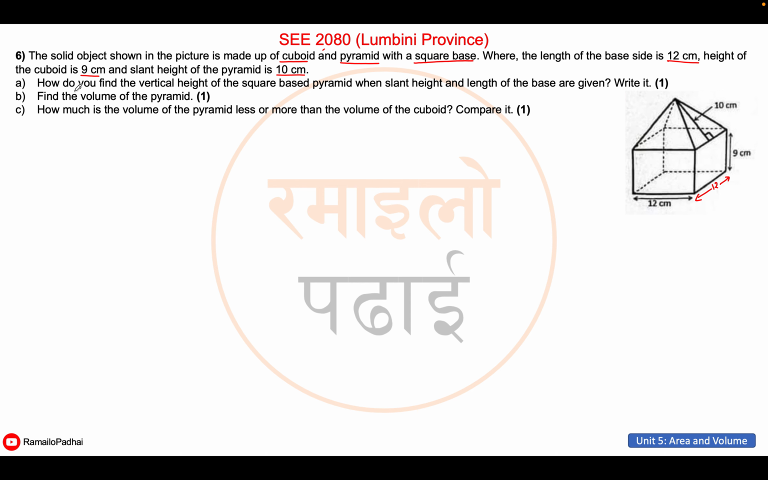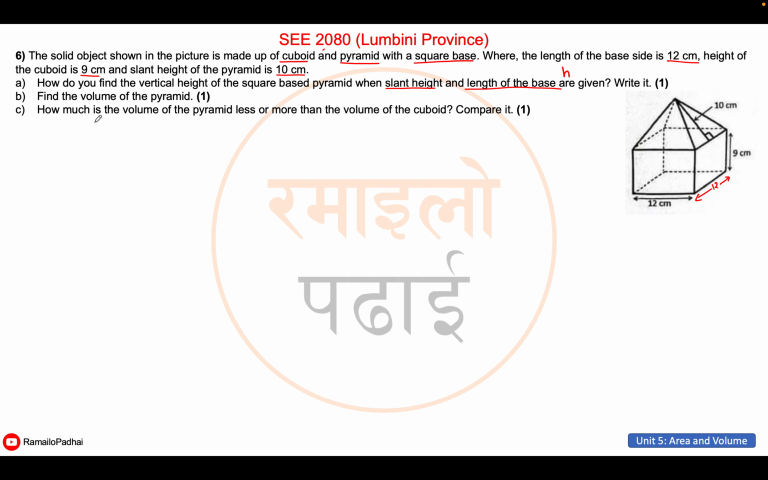In A, how do you find the vertical height of a square based pyramid when the slant height and the length of the base are given? So we will use Pythagoras theorem to find the vertical height h. In B, find the volume of the pyramid. The formula to find the volume of a pyramid is one third area of base times vertical height. So we will need the vertical height. We will first calculate the vertical height and then calculate the volume of the pyramid.